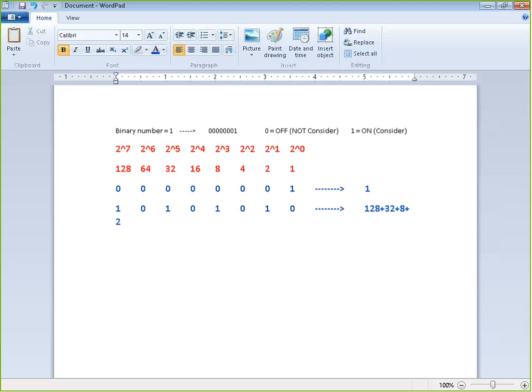Clear? You're supposed to add all the numbers corresponding to the ones. So it is going to be 128 plus 32 plus 8 plus 2. Now how much does that come out to? The total value comes out to 170. So this binary value that you see here corresponds to 170. Do you understand that? Any questions on this particular part?